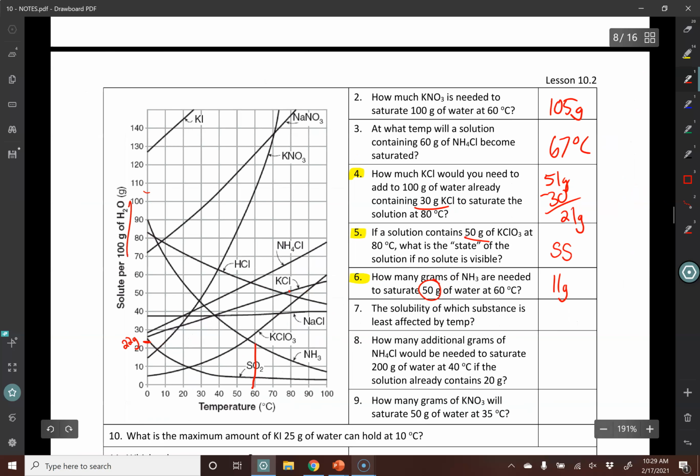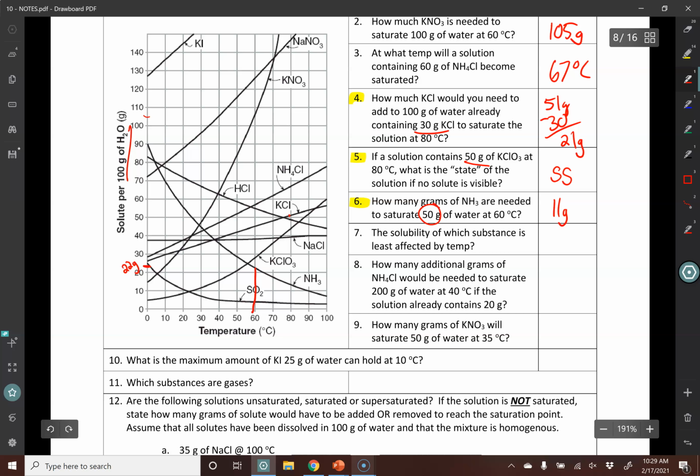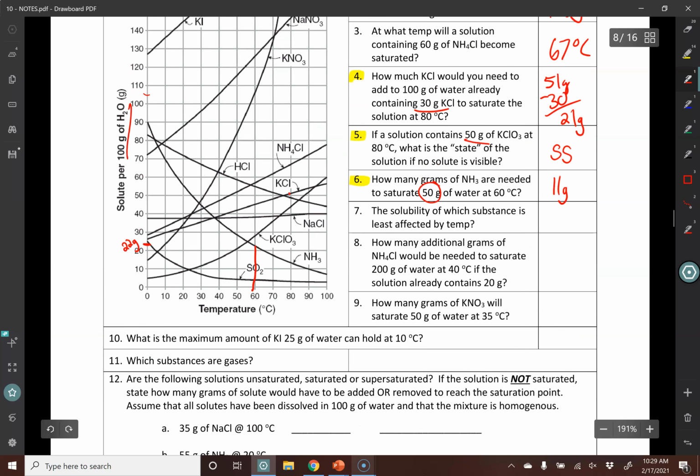All right. Nice job with this, chemists. I would suggest keep on practicing. Just get familiar with using this table and really comfortable and confident with it.